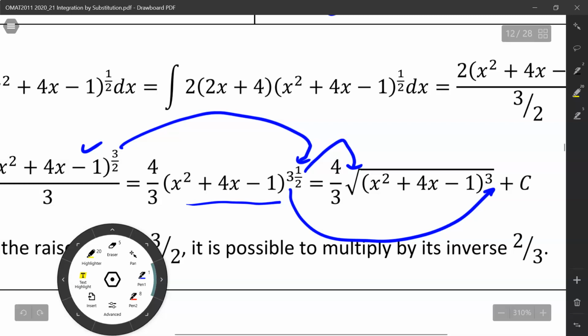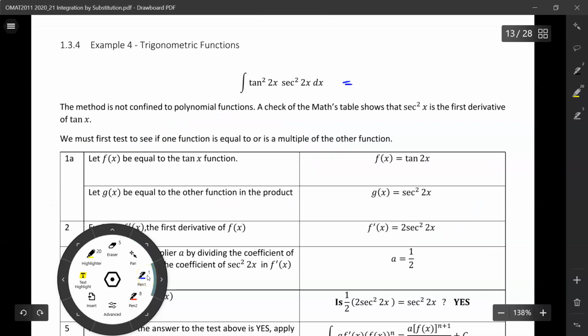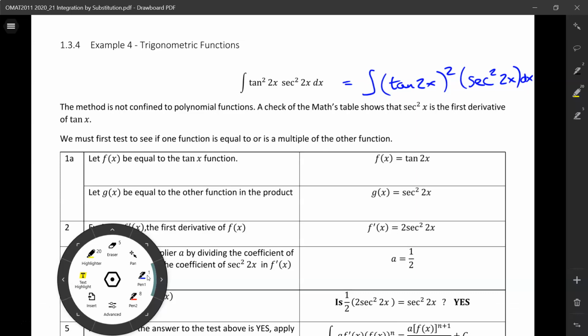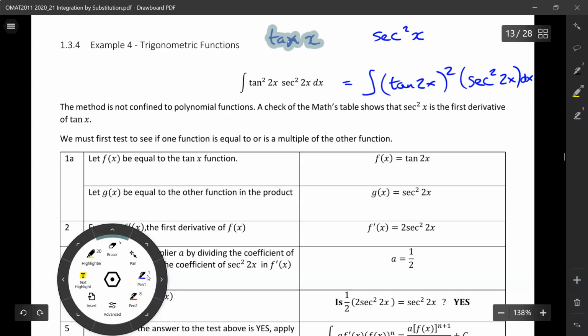Okay, so somebody asked a question there. Why is it minus 1 in the f at x? If you look at this, that's the integral of tan of 2x squared times sec squared 2x dx. Now the thing about it is, if you look in your log tables, the derivative of tan of x is sec squared x. Okay, that's in your tables.